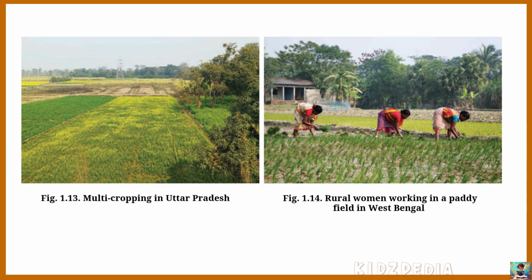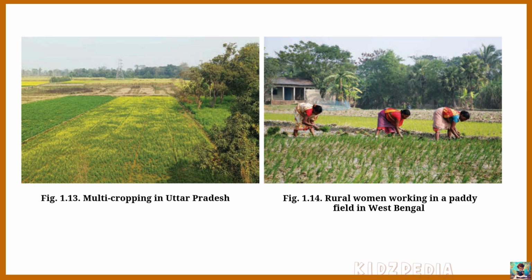And this picture shows multi-cropping in Uttar Pradesh. This means growing different types of crops in the same field either at the same time or in different seasons. Because the soil is very fertile and there is enough water in the plains, farmers can grow crops again and again on the same field.